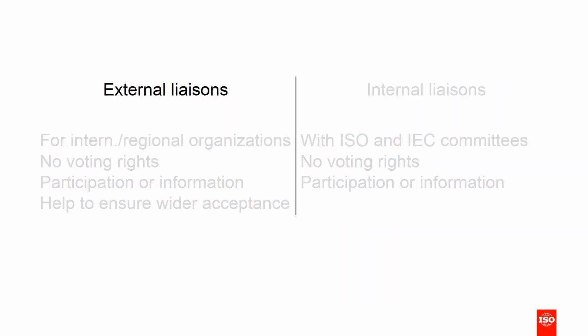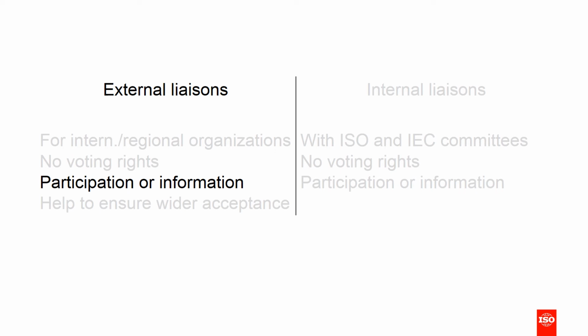External liaisons are possible under certain conditions. One of these conditions is, of course, that the organization must have a broad geographical coverage and be able to gather the inputs of stakeholders on a regional or international level. They have no voting rights. They could participate by submitting comments on the work, and they also receive all the relevant documents and information.